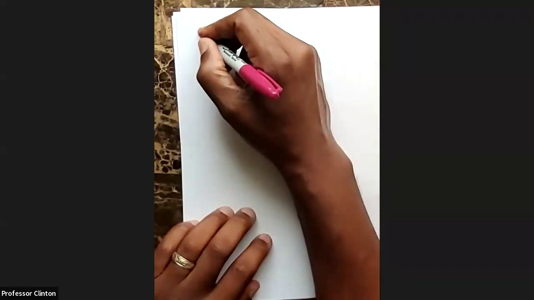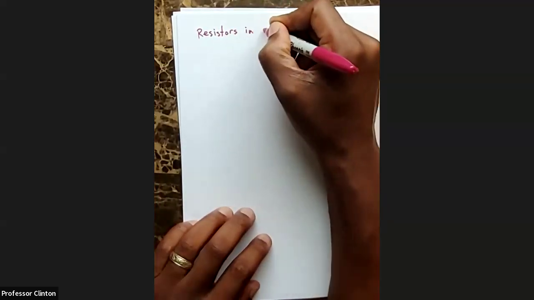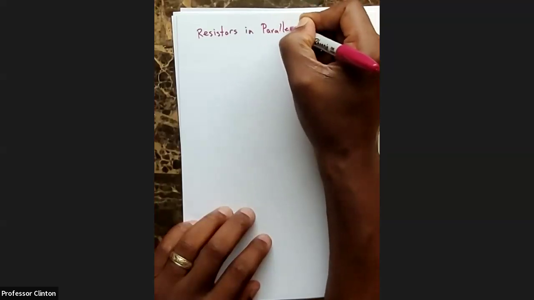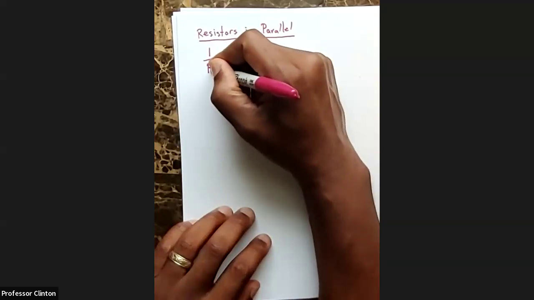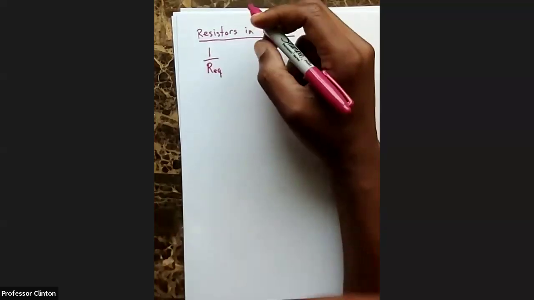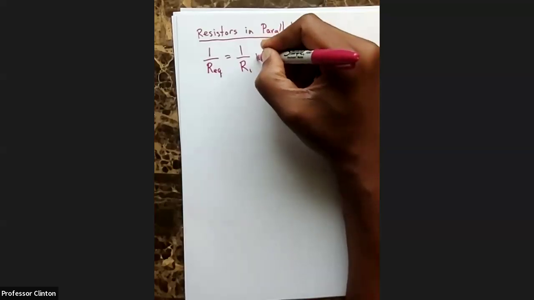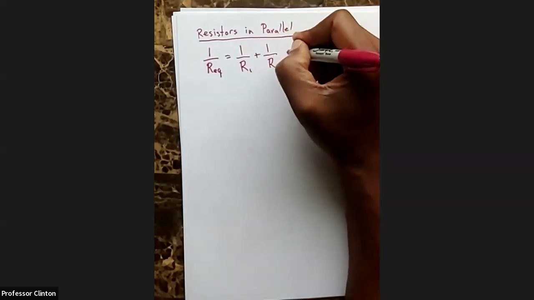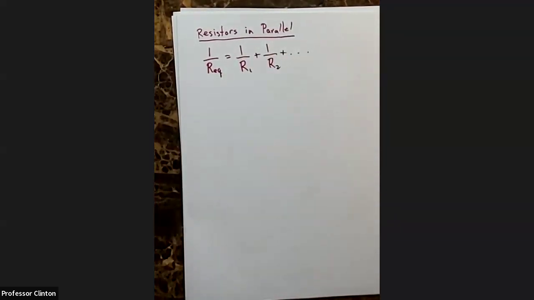So take a look at this one. So resistors in parallel. And this time, let me give you the formula first. So we have 1 over R equivalent. Remember, that's what we're going to try and find, is going to be equal to 1 over resistor 1 plus 1 over resistor 2 plus so on. So the first time around, we'll just look at something really basic. We'll only look at 2 resistors that are in parallel.